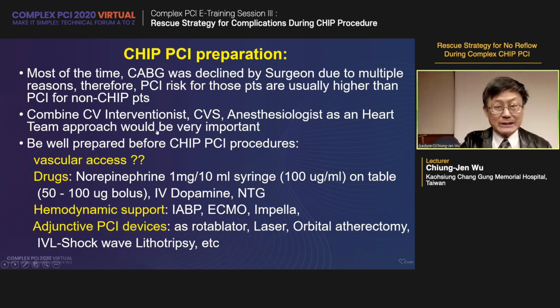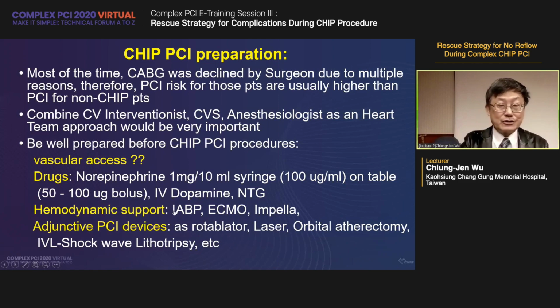So in considering a CHIP PCI procedure, I think we first have to think about vascular access and the drugs. In my lab, usually for this kind of CHIP patient, we prepare norepinephrine on the table, 1 milligram diluted to 10 ml. So each bolus will be 50 to 100 micrograms. That is very effective for transient hypotension. IV dopamine, of course, and nitroglycerin.